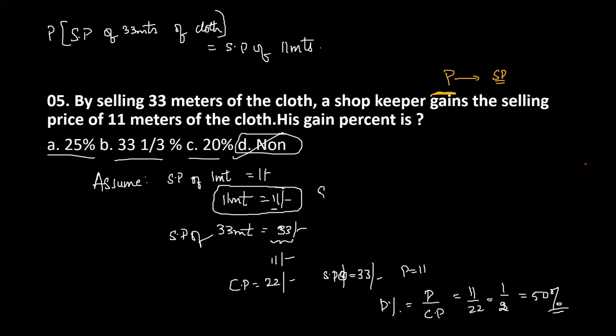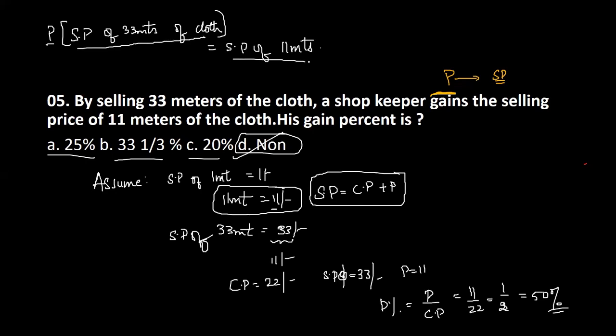Now, you need to understand something. Selling price always includes the profit, that is cost price plus profit. In the case of a loss, it is a loss. Out of this 11 rupees, we do not know how much is the profit, but we know that if 33 meters of the cloth is sold, then the selling price of 11 meters will definitely be a profit. That's why we have written that the profit on the selling price of 33 meters will equal the selling price of 11 meters.